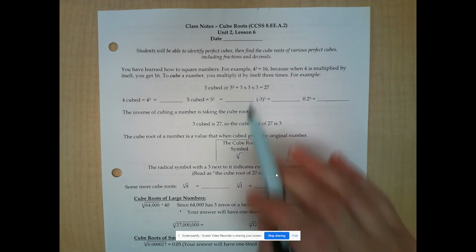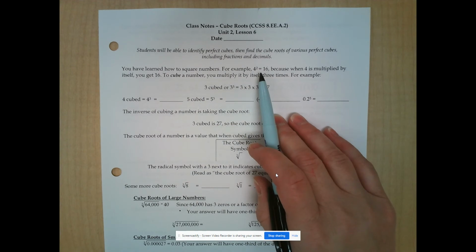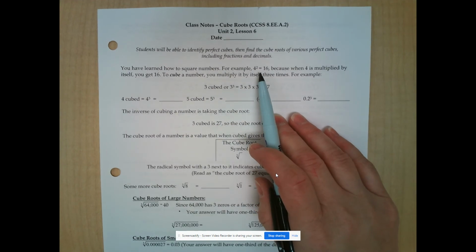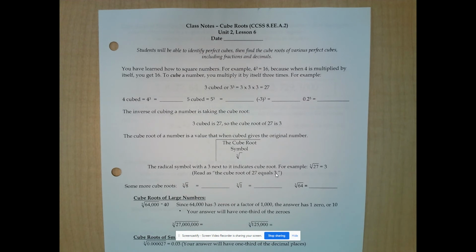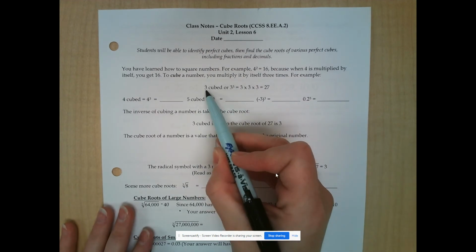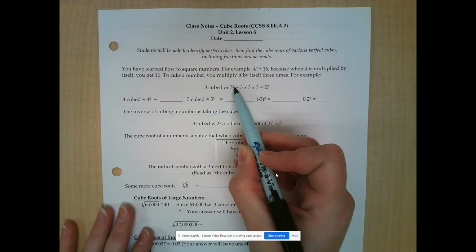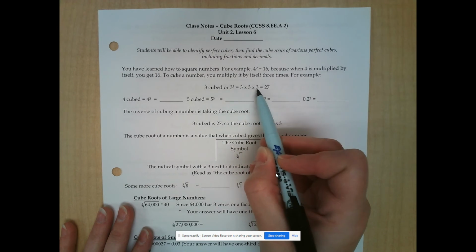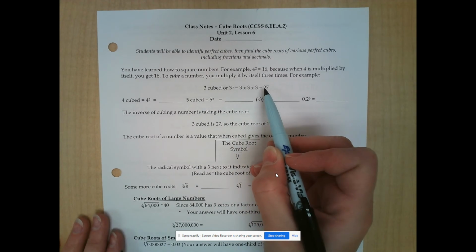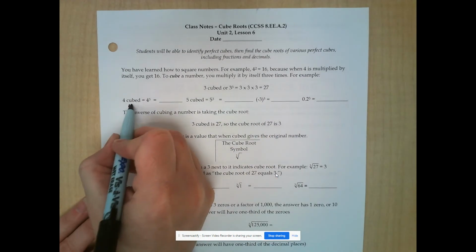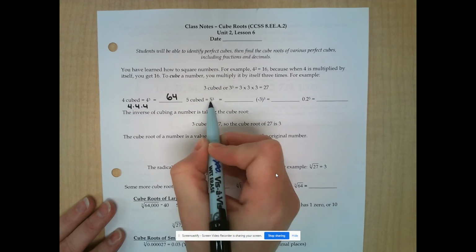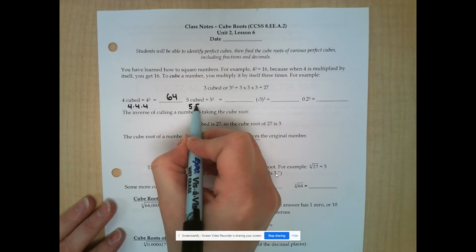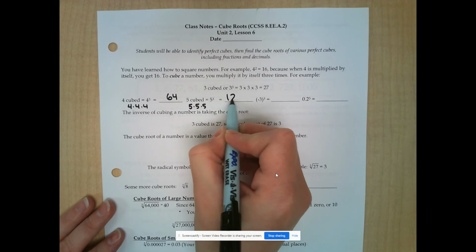For example, 4 squared equals 16, because when you multiply 4 by itself, or you're multiplying 2 4s, you get 16. To cube a number, you multiply it by itself 3 times. For example, 3 cubed, or 3 to the third power, means you have 3 3's getting multiplied, which is 27. So 4 cubed, which means 4 times 4 times 4, you get 64. 5 cubed, which means 5 times 5 times 5, you get 125.